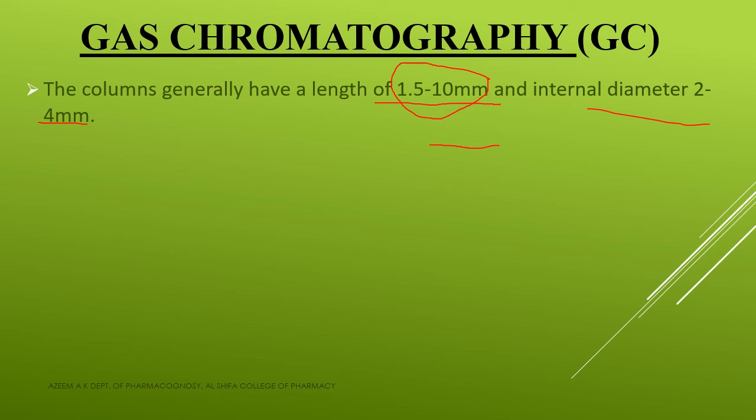So the columns will be having a general length of 1.5 to 10 millimeter, that is, less than 1 centimeter is the length of the gas chromatographic column, and the internal diameter is from 2 to 4 millimeter. So that is the internal diameter of the column. So the length of the column is less than 1 centimeter, and the internal diameter is 2 to 4 millimeters.